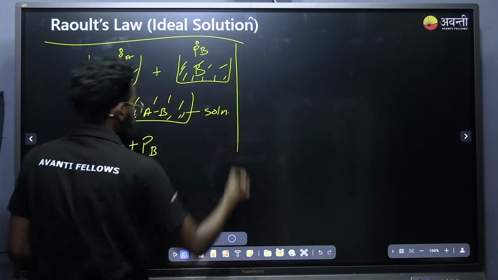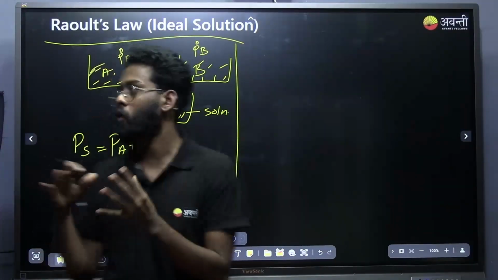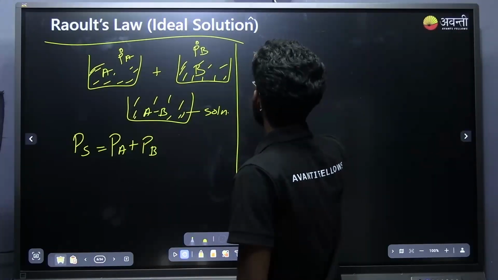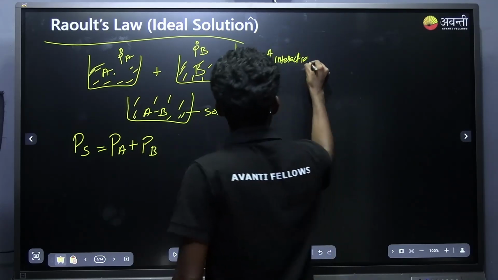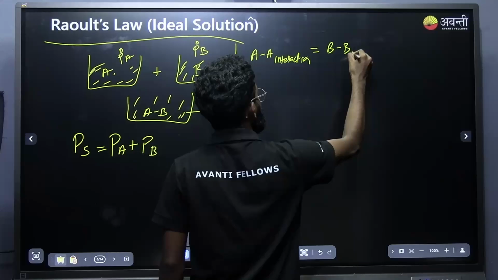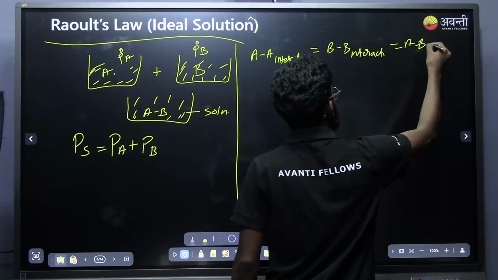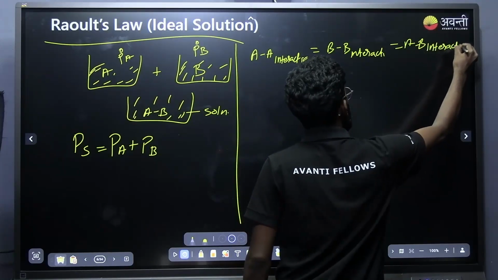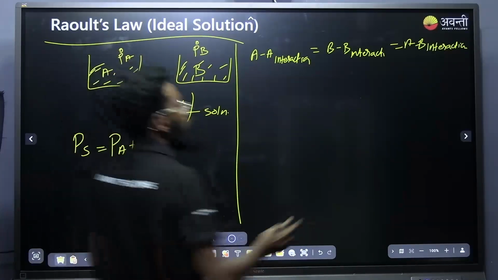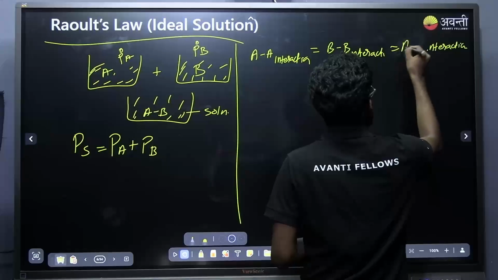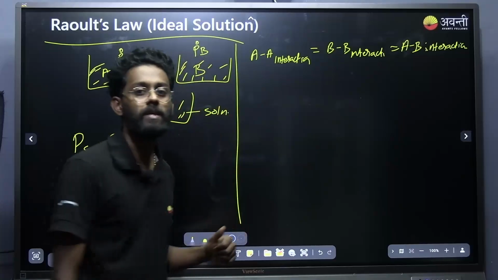Okay, now a few more points I want to add. For an ideal solution, how can we say whether it is forming an ideal solution or not? For an ideal solution, AA interaction will be equal to BB interaction, which will be equal to AB interaction. That is, if AA interaction, BB interaction and AB interaction are all the same, then we can say the solution is an ideal solution.